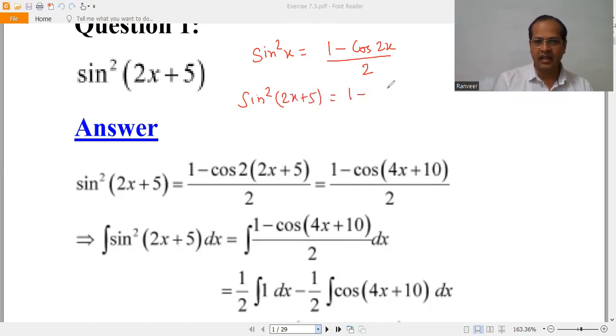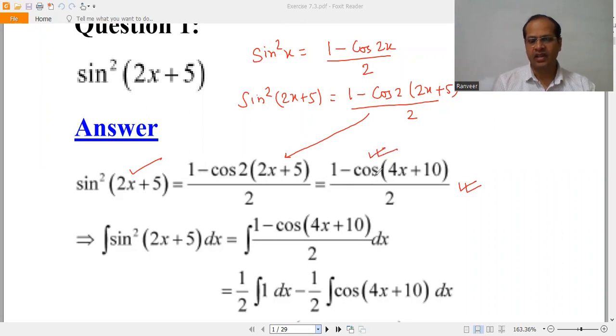So we can write 1 minus cos 2, in place of x, 2x plus 5, divided by 2. So this is the basic transformation formula. Now, if we do the calculation, 1 minus cos 4x plus 10 divided by 2, this is the value. Now we are going to integrate this value and find the result.